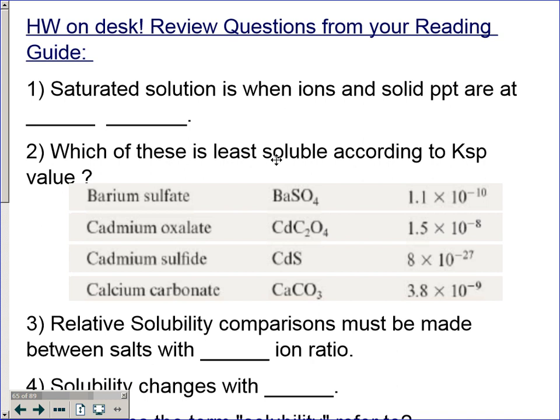A lot of lead, a lot of mercury, a lot of silver. Nitrates are really not a big deal because they're all soluble. Acetates are mostly all soluble. Group 1 metals are all soluble. So we won't be dealing with things like that. We'll be dealing with things we've always called precipitates.